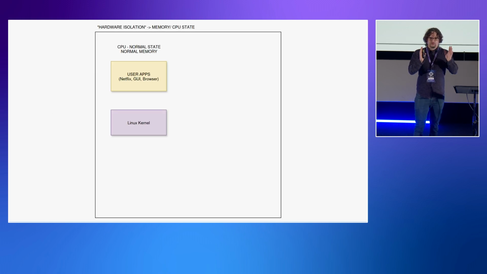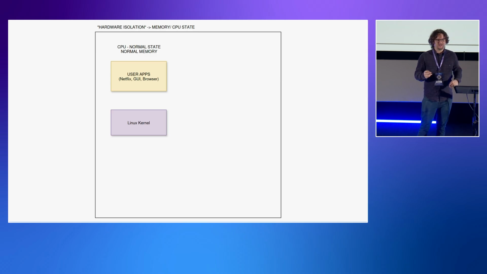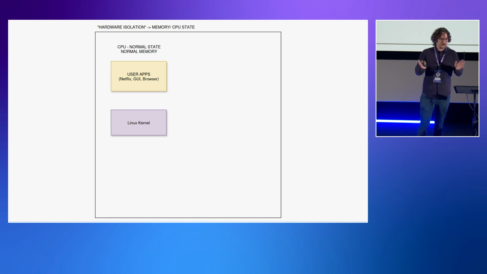So, to talk about the two separate worlds, this is an abstract representation of our system, both the memory and CPU state. On the left-hand side, your left, you have normal user space. The CPU is in normal state, executes instructions as always. You are using just normal memory that is assigned to your processes. And we have user apps like Netflix, GUI, browser, running around, doing important things. And this is running on top of the Linux kernel, which is responsible for handling memory and hardware.